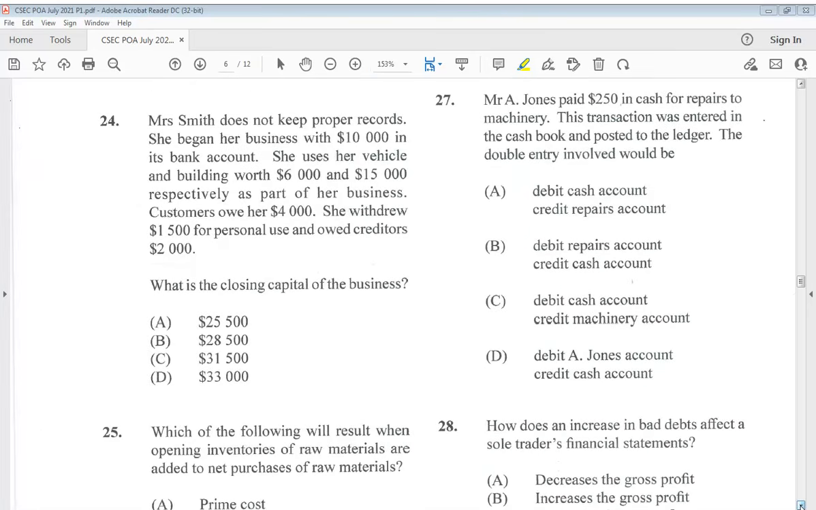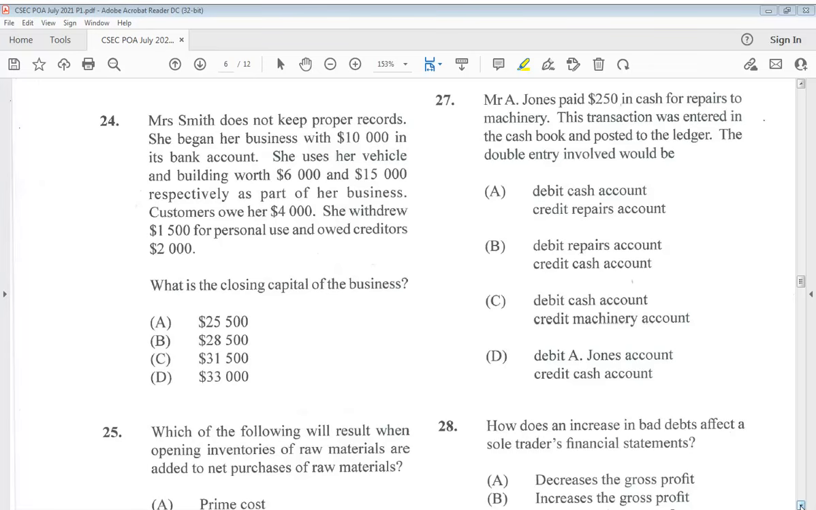Mrs. Smith does not keep proper records. She began her business with $10,000 in its bank account. She uses her vehicle and building worth $6,000 and $15,000 respectively as part of her business. Customers owe her $4,000. She withdrew $1,500 for personal use and owed creditors $2,000. What is the closing capital of the business?